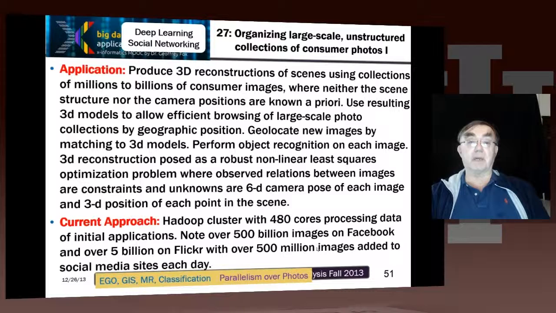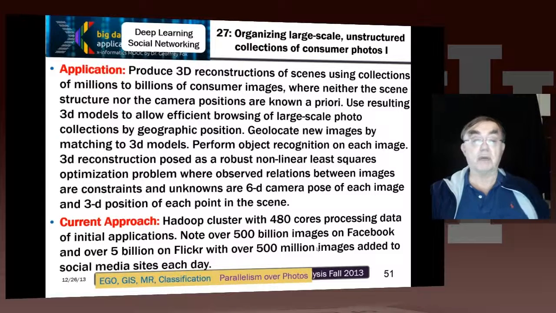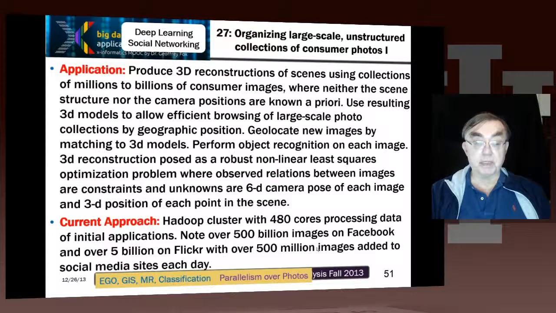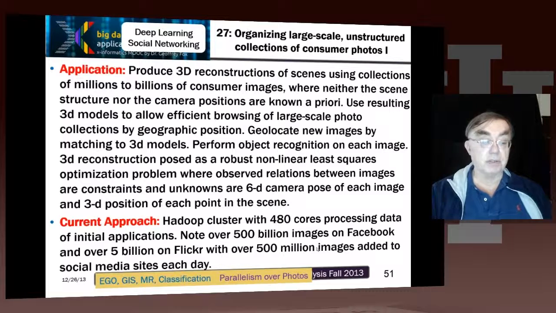That's actually sometimes done by properly located cameras and actually doing the construction automatically. Here, the idea is you don't even know that information. You may know nothing about the images, but you're just trying to optimize them just by the overlap between the objects recorded by the pixels. And he is using Hadoop, and of course, this is potentially a huge problem with, as we keep saying, 500 billion images on Facebook and 500 million added to social media sites every day.